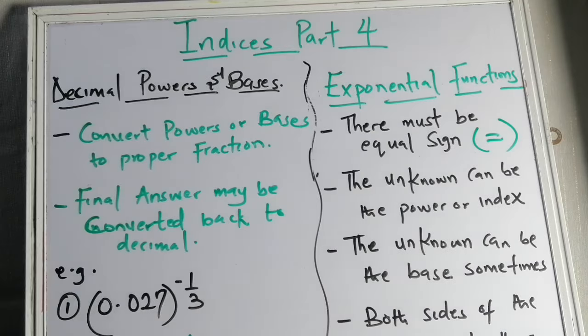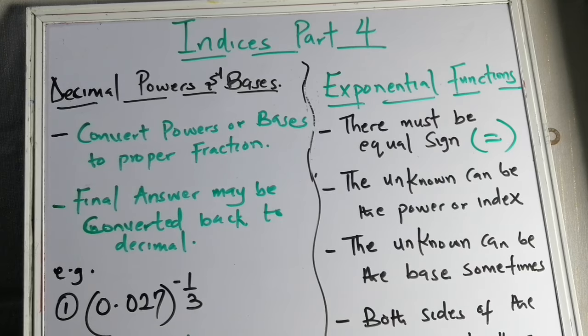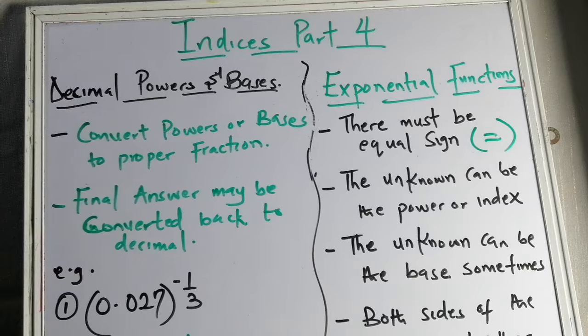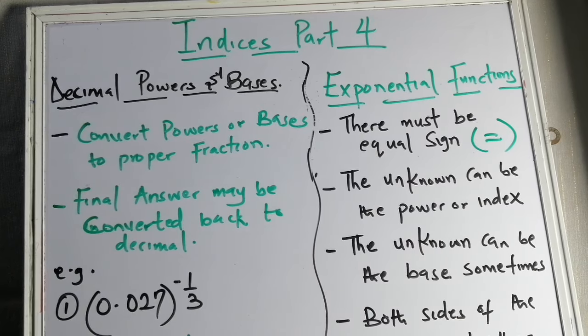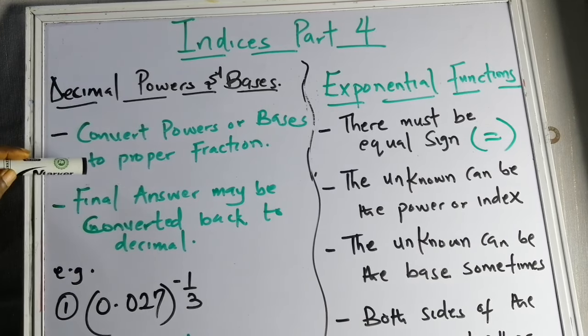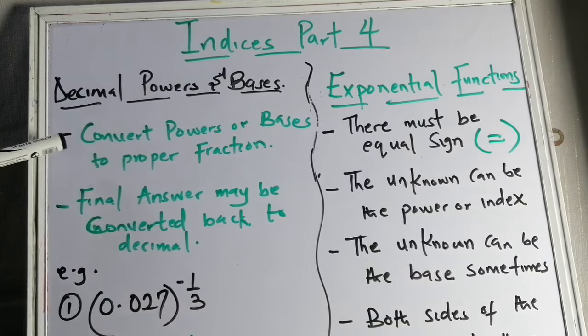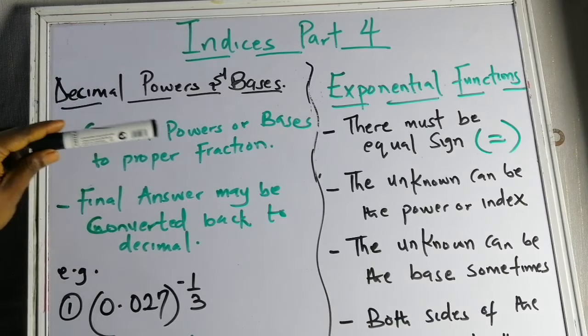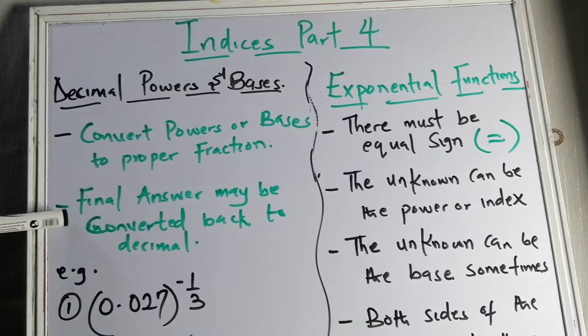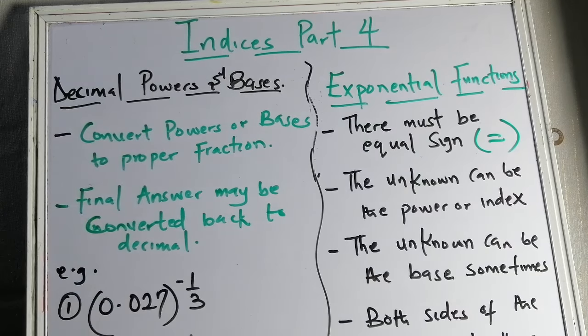Under this part, we're dealing with decimal powers and bases. In order to avoid wasting our time, we have two conditions under decimal powers and bases. The first condition is to convert the power or the base to a proper fraction. Then the second condition is that the final answer may be converted back to decimal if you like. It depends on what you see in the options.